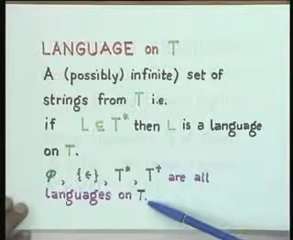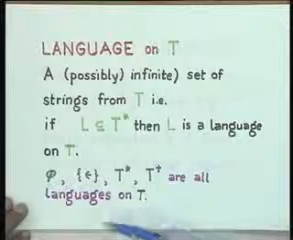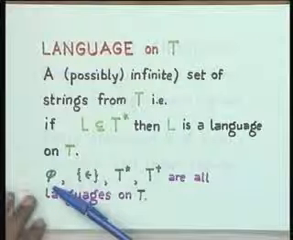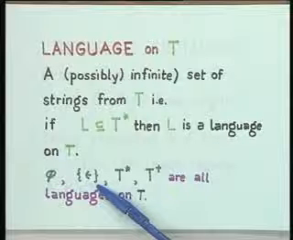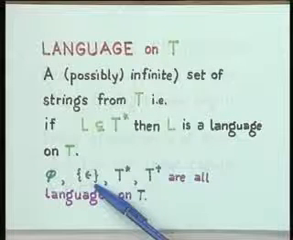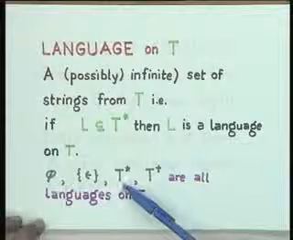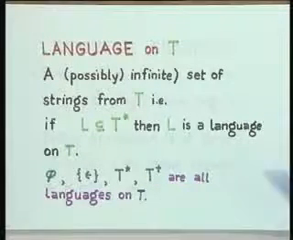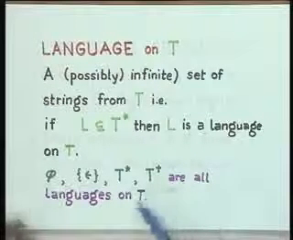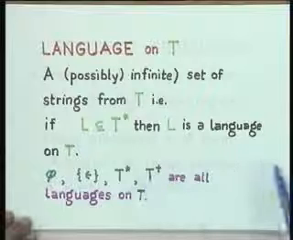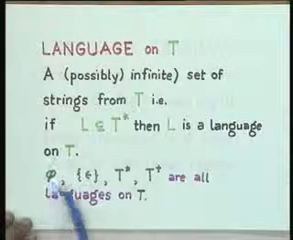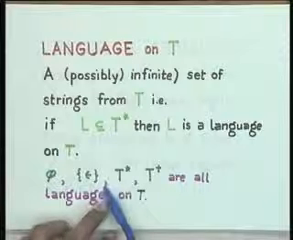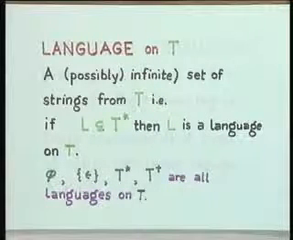For example, here are some trivial languages that you can define on any set T. You have the empty set of strings, which is the empty language. You have the language consisting of a single element, the empty string. T star itself is a language, and T plus itself is a language, and in between you have a whole lot of other languages. You might regard T plus and T star as one extreme, and the empty language and the language containing the empty string as the other extreme, and you can have lots of subsets in between. They are all languages.